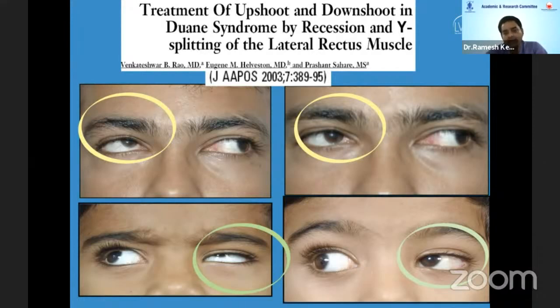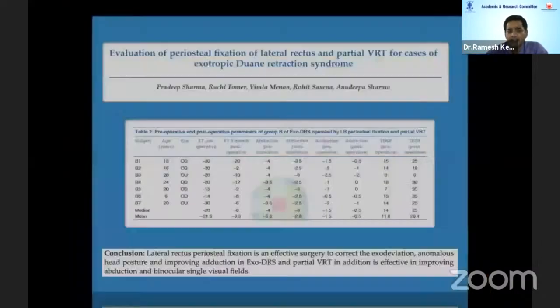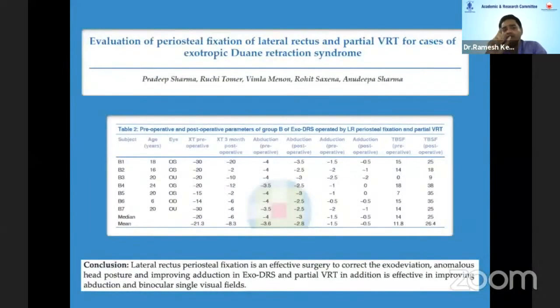You can see a pre and post picture. This is what I was talking about. Whenever we are talking about overshoot, it's most often associated with the exotropic Duane. So there is an option. Personally, I would do this when there is a severe overshoot, maybe 3 or 4 plus, along with a very, very tight lateral rectus. Probably, I think in my hand it works.